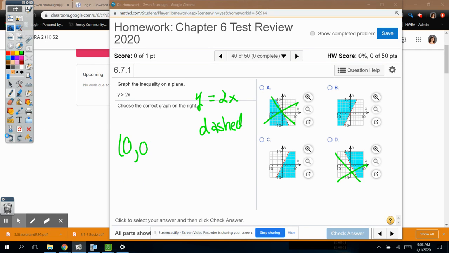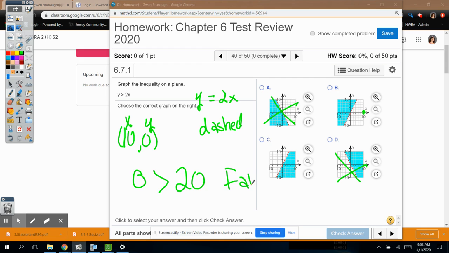Let's pick, that was autopilot, Mrs. Bruno. Let's pick here, 0, 10. Okay, so x is 0 and y is 10. Is 10 greater than 0? Is 10 bigger than 0? That's true. So that means 0, 10 should be shaded. So this one it is shaded, this one is not. So the answer is B.